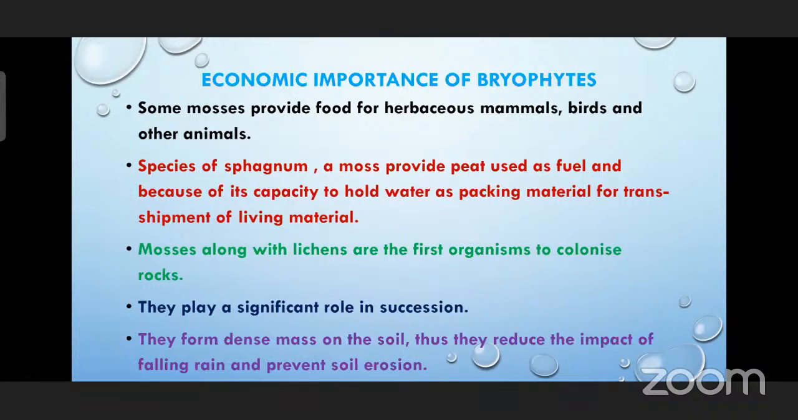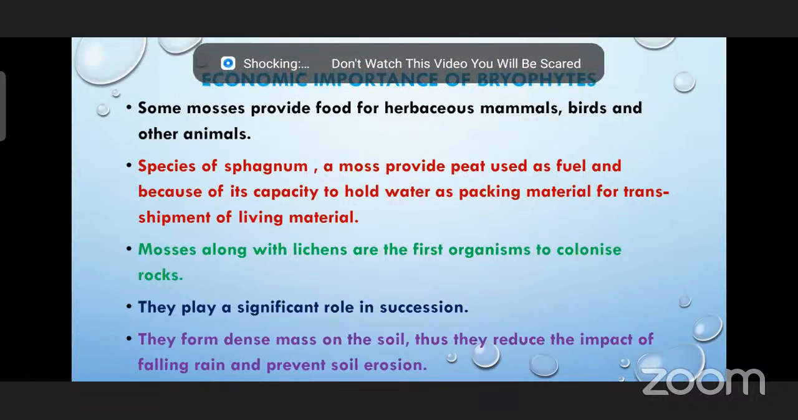Thus, they reduce the impact of falling rain and prevent soil erosion. So here, maybe they do not have a true root system, but they are present on the ground, covering the ground and not exposing the ground directly to the rainwater.